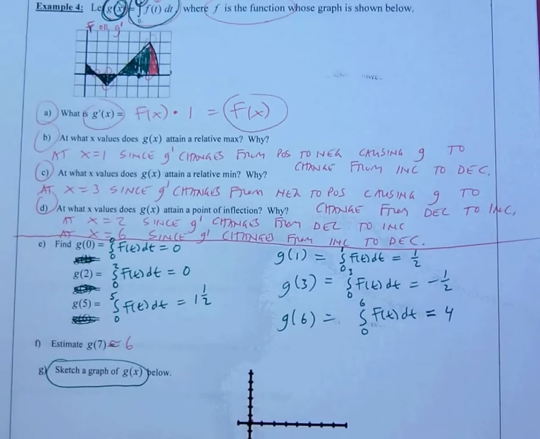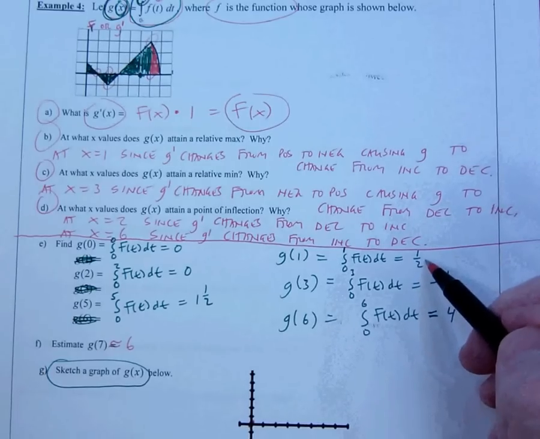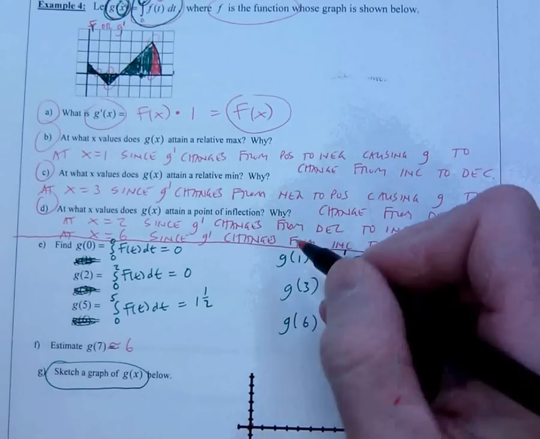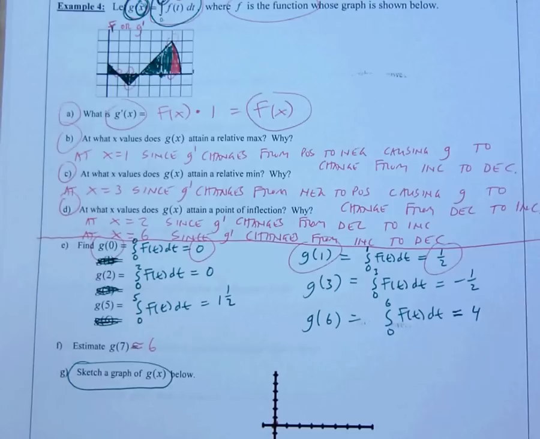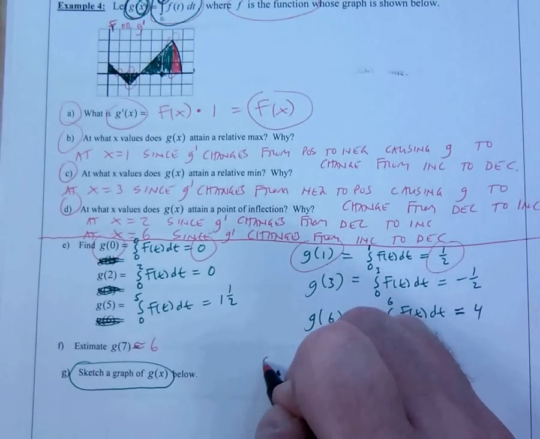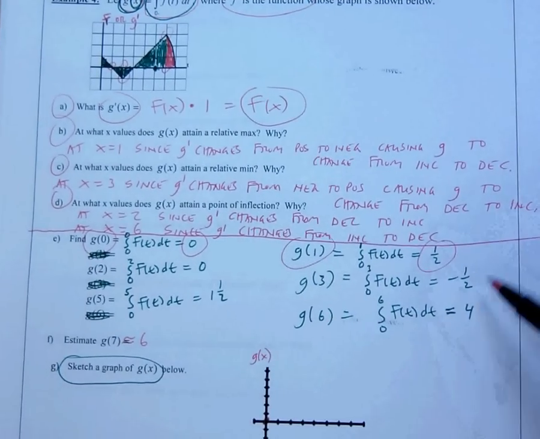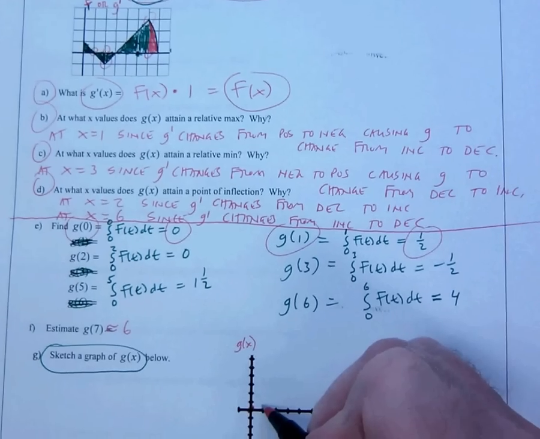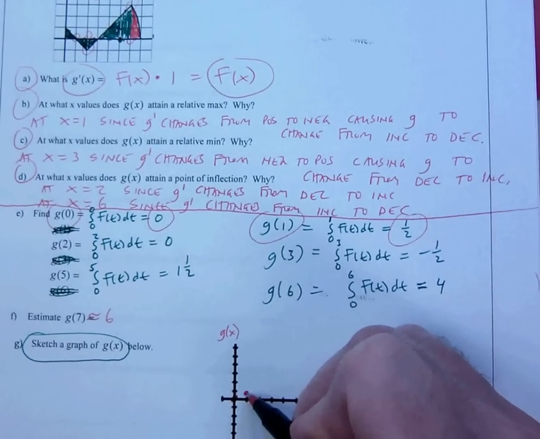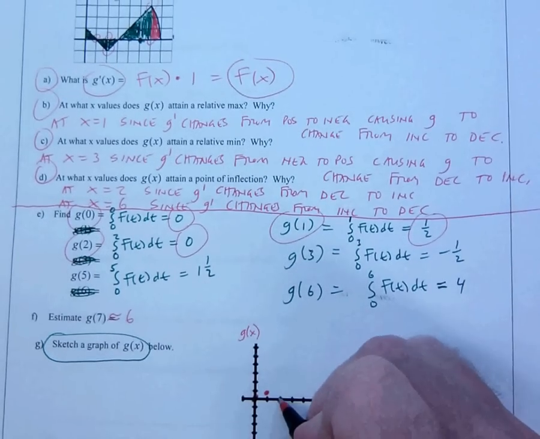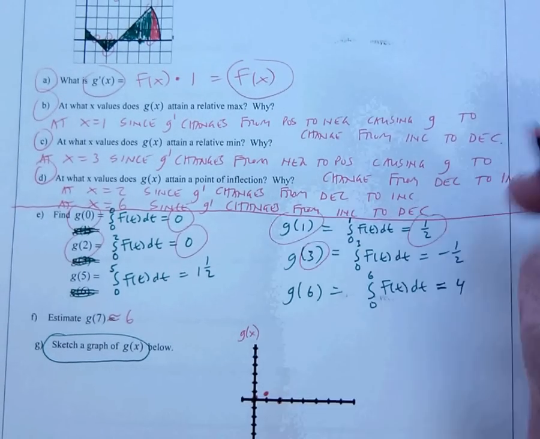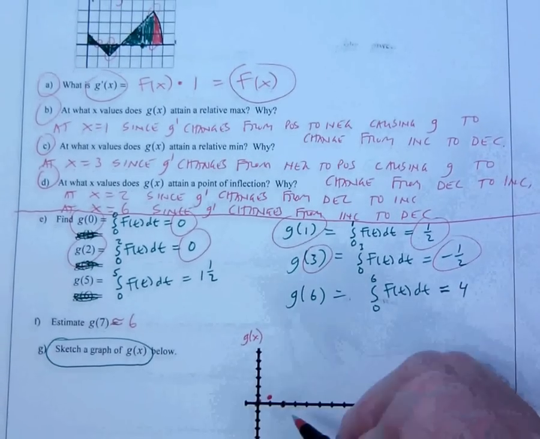Okay. Now what's G of 1? Come on, guys. I already plotted that point, 0, 0. Now I'm plotting the point what? Remember, this is G of x, right? I just plot the point 1 comma half, which is right about there. And then I plot the point 2 comma 0. Then I plot the point 3 comma negative a half.